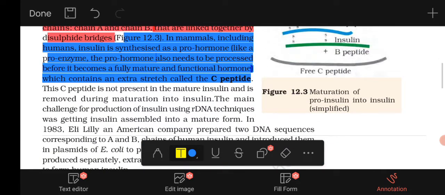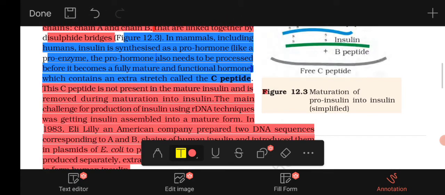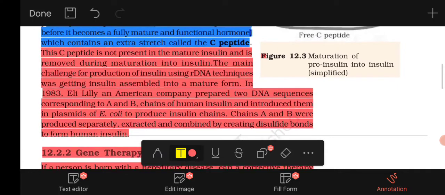So this C peptide, which is present in the immature one, is not present in mature insulin and is removed during the maturation into the insulin. The main challenge for production of insulin using recombinant DNA techniques was getting the insulin assembled into a mature form.